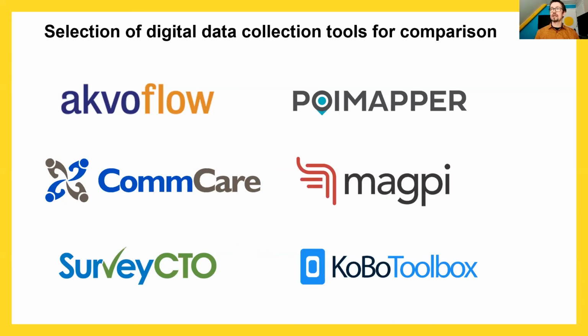Let's share the results. And here they are. So there's been 1 for ACOFlow, 1 for SurveyCTO, 1 for PoiMapper, and 6 for Kobo Toolbox. And I think the rest haven't used any tool. All right, no problem. So we'll get to know a little bit more about this.